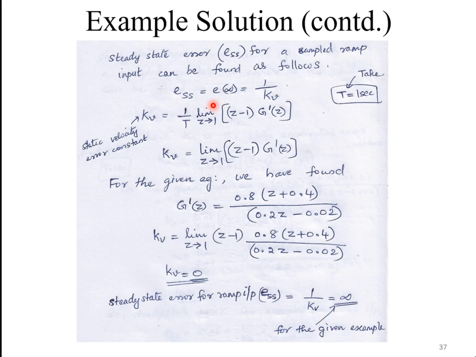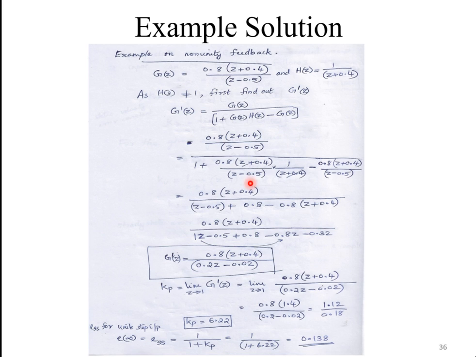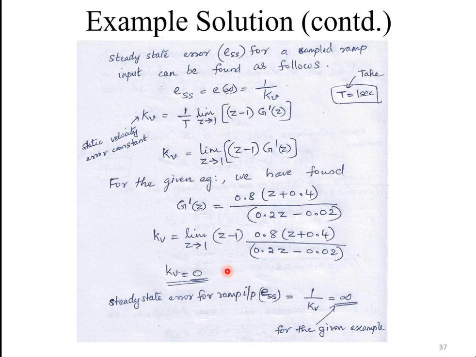So here you are just calculating, that is Kv is equal to 1 by T, limit Z tends to 1, Z minus 1 into G dash Z. Again T you can put as 1 second, it is given in the question. So the static velocity error constant for this non-unity feedback system will be equal to limit Z tends to 1, Z minus 1 into G dash Z. So for this given example, you have already found G dash Z, that is 0.8 into Z plus 0.4 by 0.2 Z minus 0.02. So in that you can apply the limit, so that you will end up with a Kv.